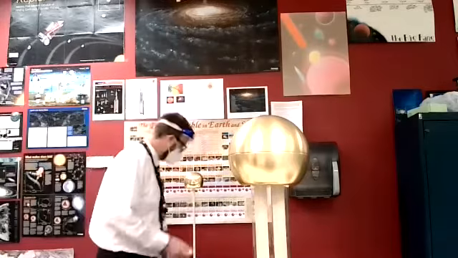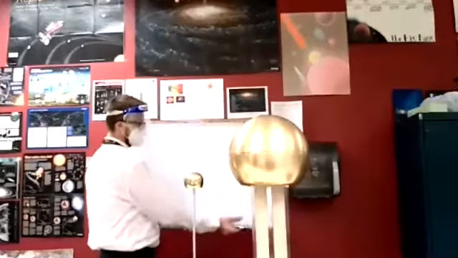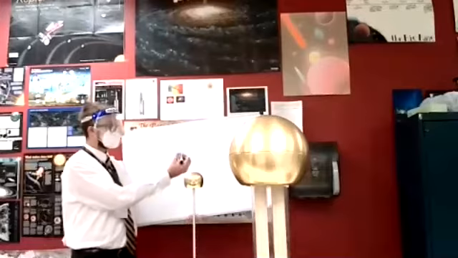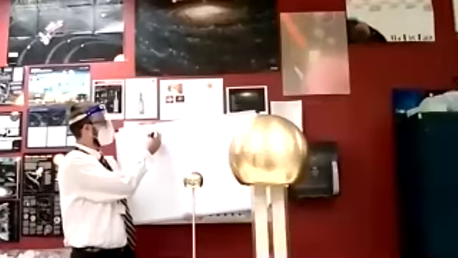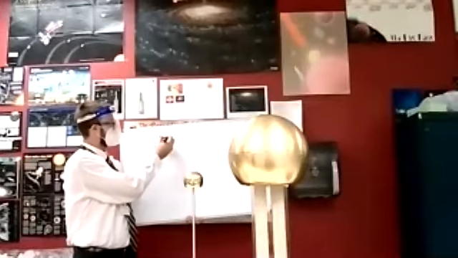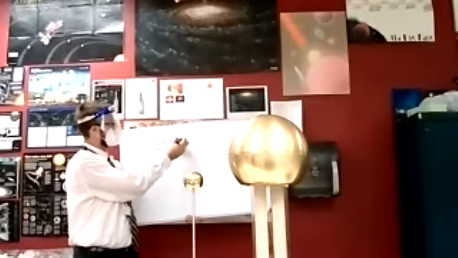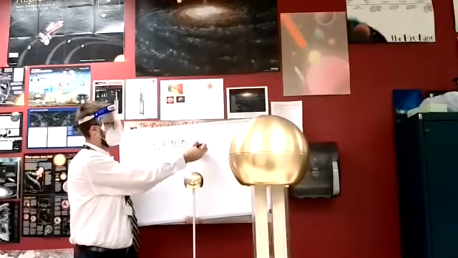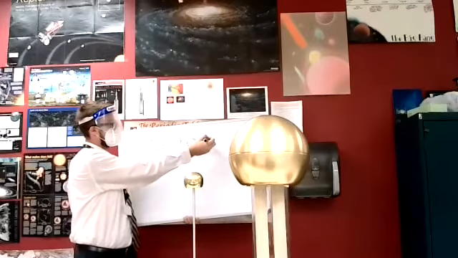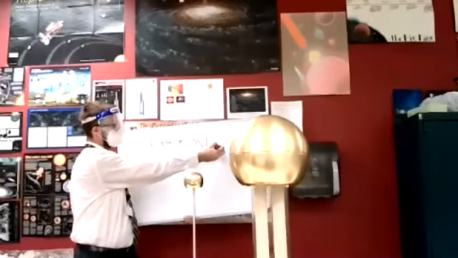All right, so we've said that the electric field that causes electrical breakdown is 40,000 volts per centimeter.